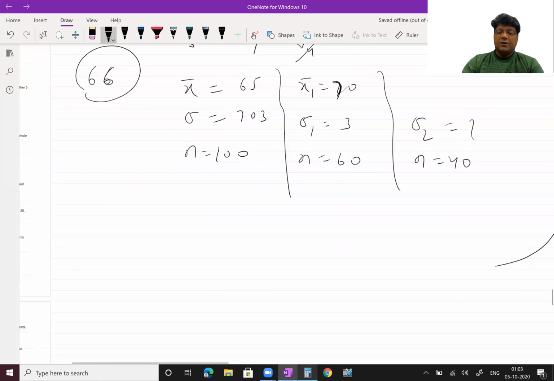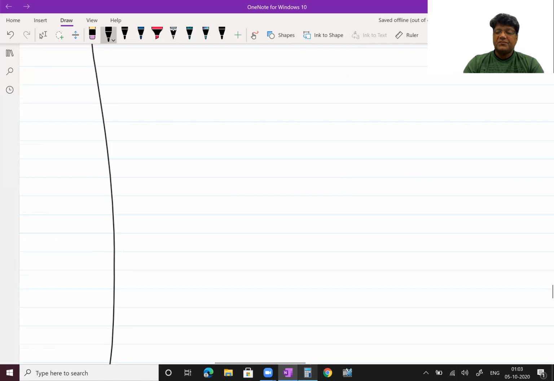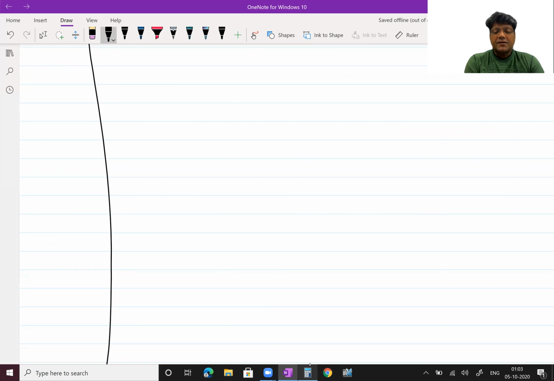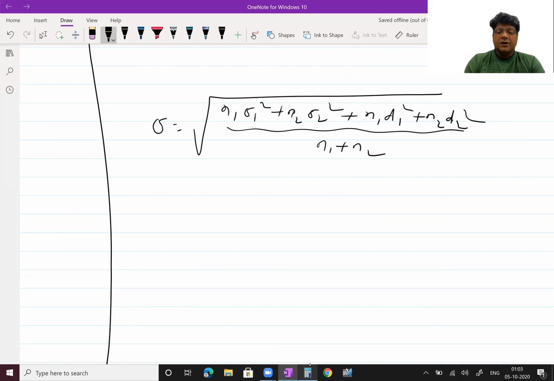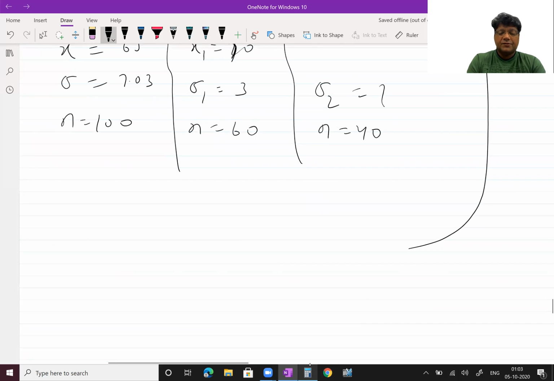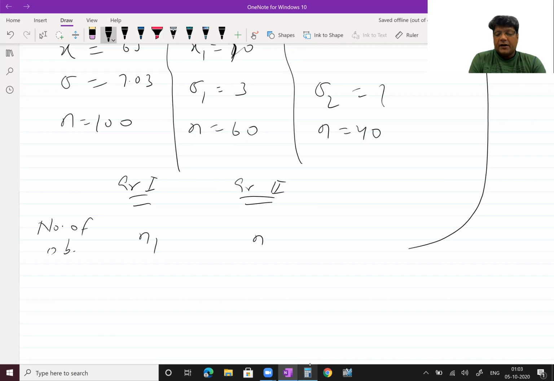Now, you remember the formula I taught in combined SD. Combined SD is given as root over N1 sigma 1 square plus N2 sigma 2 square plus N1 D1 square plus N2 D2 square, divided by N1 plus N2. Here, two groups are there, group 1 and group 2. Number of observations in group 1 is N1 and in group 2 is N2. So this is given, 60 and 40.